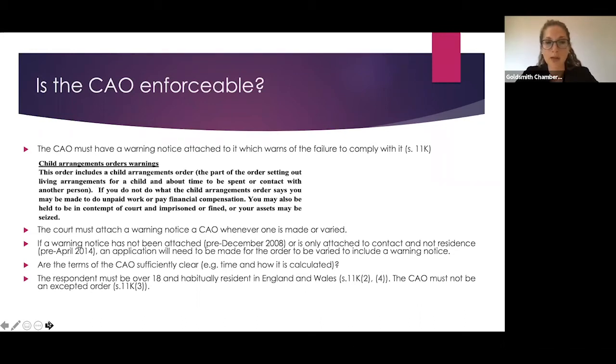The respondent must be over the age of 18 and habitually resident in England or Wales for an enforcement order to be enforceable against them. So certainly before engaging in the process, it's worth checking that before you make the application, and also that the child arrangements order must not be an accepted order.